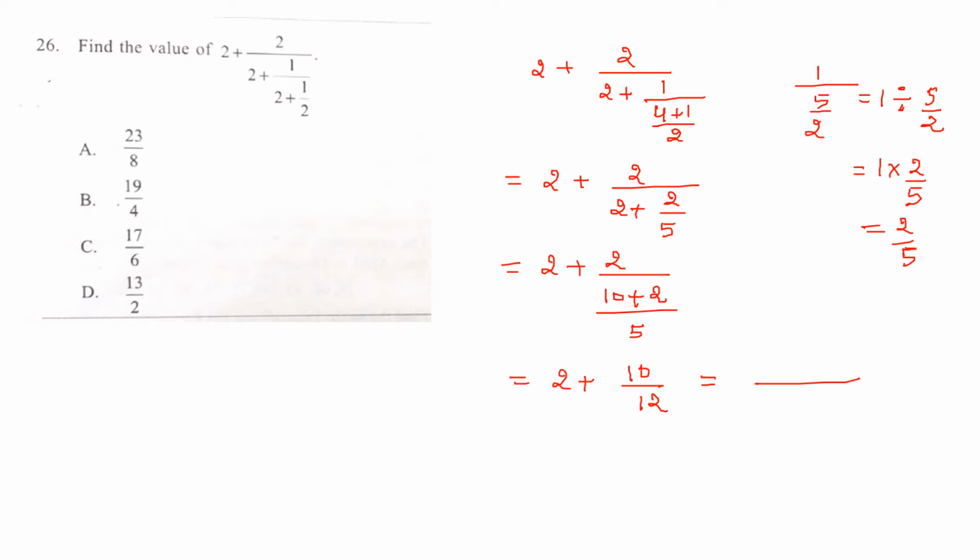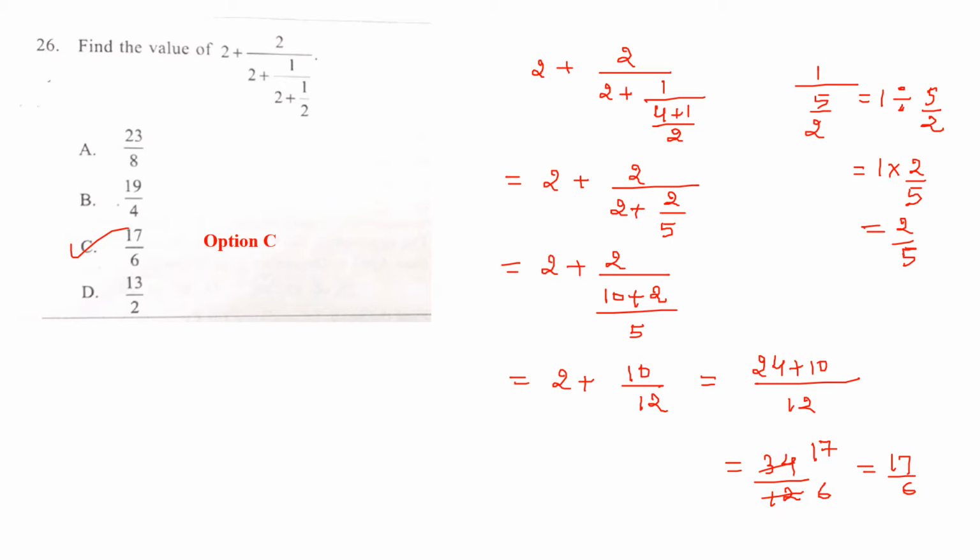Now again you take 12 as the LCM. So 12 2s are 24 plus 10. 24 plus 10 will give you 34 by 12. And if you reduce it, 2 times 17, 2 times 6. So your option number C will give you the correct answer.